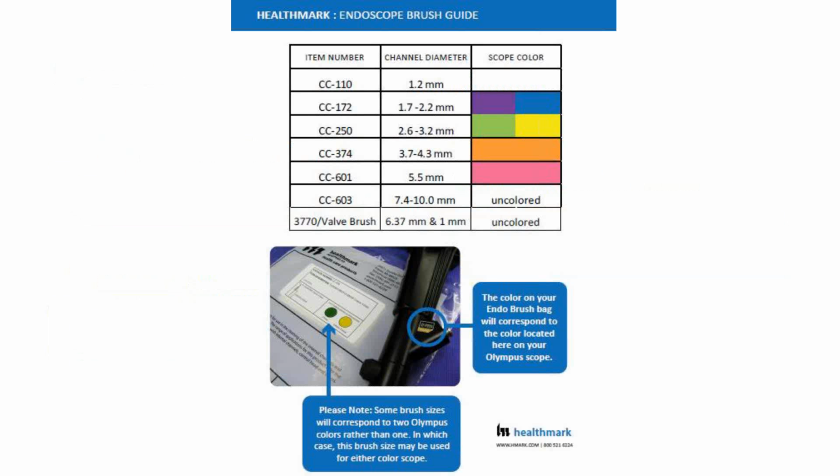This slide shows you a photo of the IFU or endoscope brush guide that Healthmark has that helps you determine what brush size to use in accordance with the endoscope color guide. So there in the photo you see a yellow color, and you'll see a yellow on the chart of the brush guide to see that you are choosing the appropriate color brush for the diameter of the channel.